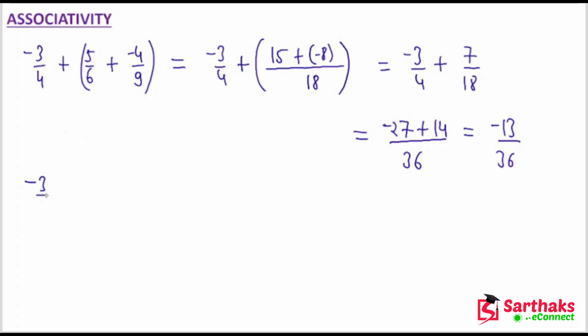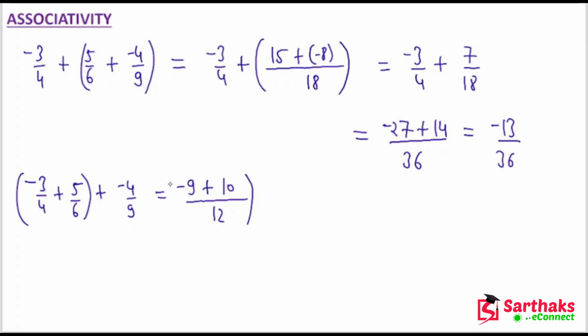That is by adding minus 3 by 4 and 5 by 6 first and then adding the result to minus 4 upon 9. So again the LCM of 4 and 6 would be 12. Now 4 into 3 is equal to 12. So minus 3 into 3 is equal to minus 9, plus 6 into 2 is equal to 12, so 5 into 2 equals 10. So this is what we get after adding minus 3 by 4 plus 5 by 6. And then we have to add the result to minus 4 upon 9.